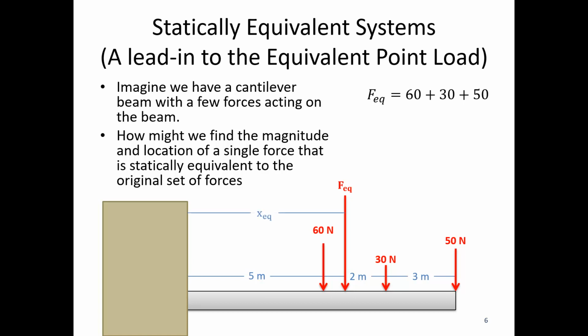All right, so how do I find the location? So XEQ, in this case, how far along the beam is it located? Well, it needs to cause the same moment. So FEQ times XEQ, force times distance, must be the same as the sum of the moments of the three pieces. So 60 times 5 plus 30 times 7 plus 50 times 10. That is the force times distance for each of the three pieces. So these two equations could be used to solve for FEQ, the magnitude, and XEQ, the location of our equivalent point load for three separate point forces.